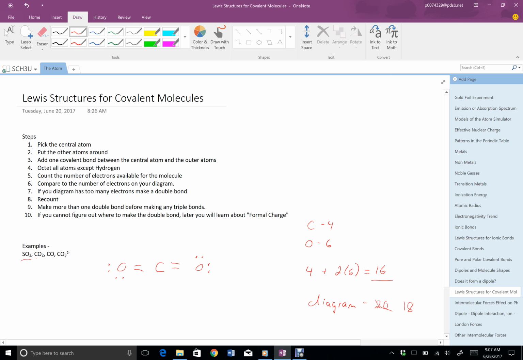And then I'll recount again. 2, 4, 6, 8, 10, 12, 14, 16. And now my number that I need and my number in my diagram agree. And so I have my Lewis structure. Let's do the next example then.